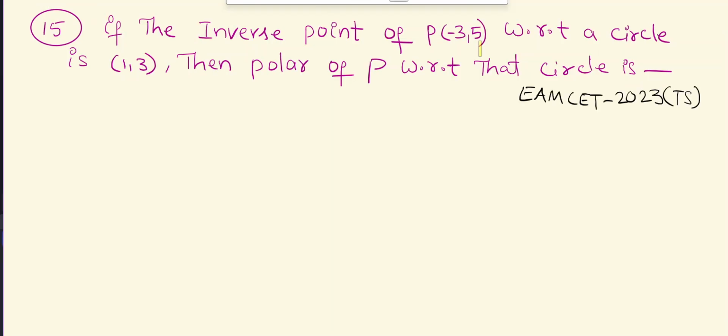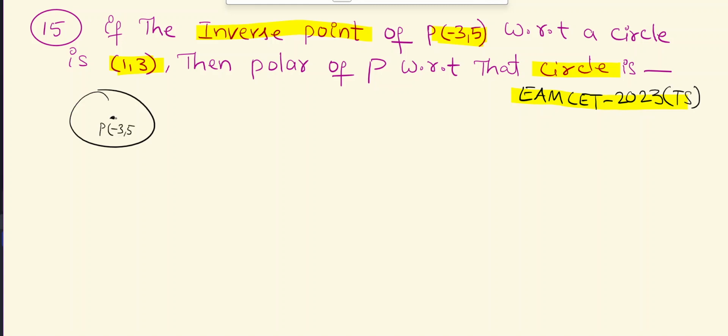This is the next question, EAPCET 23 TS. Here is given the inverse point of (minus 3, 5) with respect to the circle is (1, 3). Then find the polar of P with respect to the circle. So here we know that the inverse point of P (minus 3, 5) is given. This is the circle, and this is the point P, which is given as (minus 3, 5).